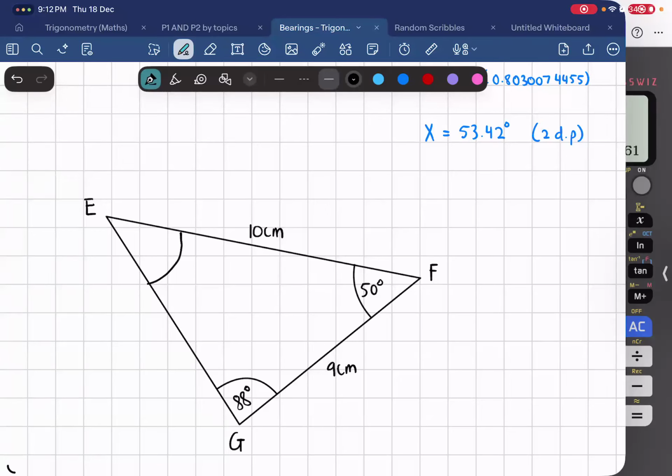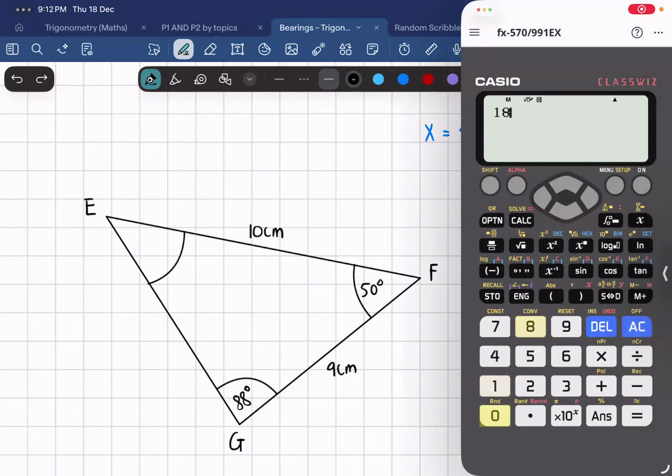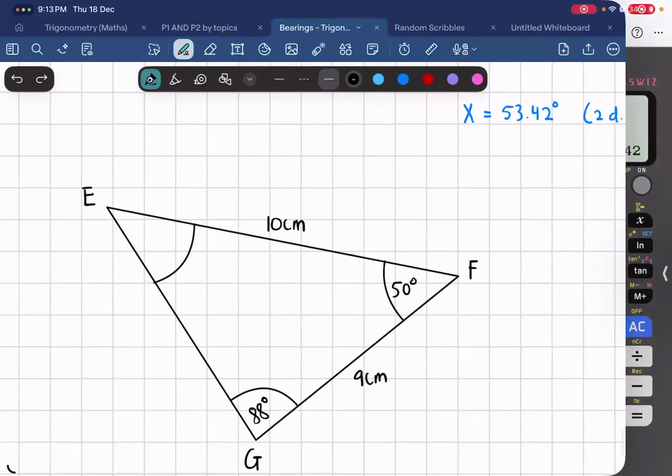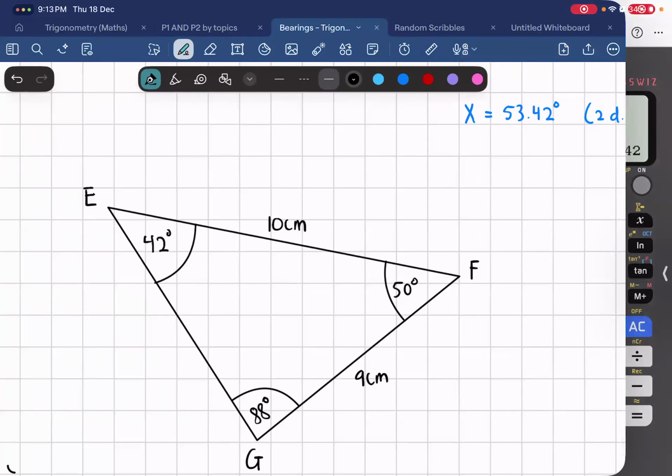I'm going to do something different in this question. Now, Farazana, do you know what the sum of angles in a triangle is? If you add up all the angles in a triangle, what would it be? Sir, 180. Right. So if I wanted to figure out this angle here, angle E, how would I do that? Sir, won't you have to add up 88 plus 50 and subtract it from 180? Yeah, that's correct. So 180 minus (88 plus 50) is 42. So this will be 42 degrees. Great job.